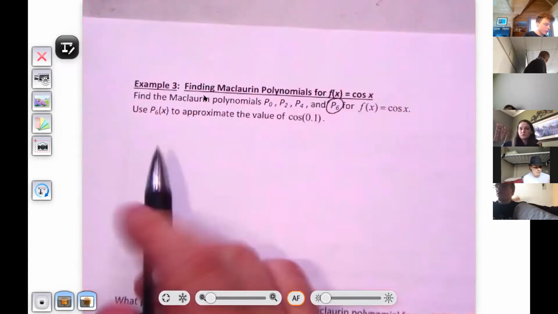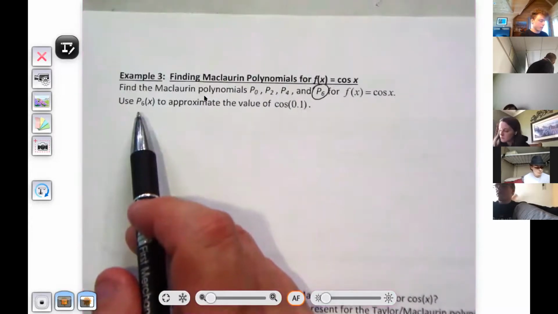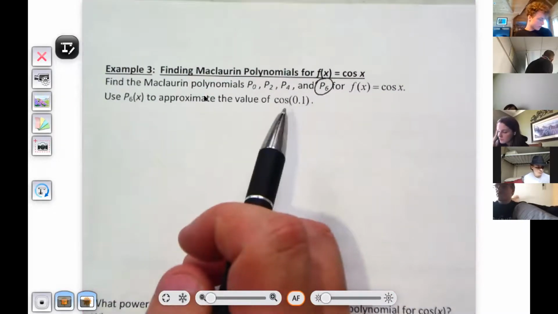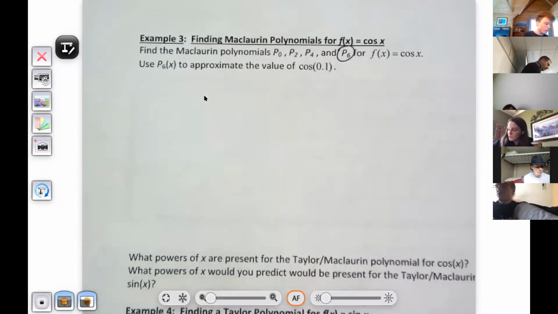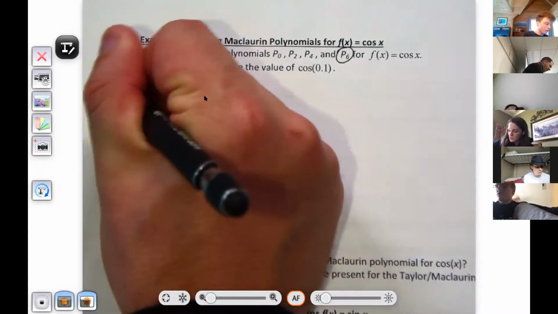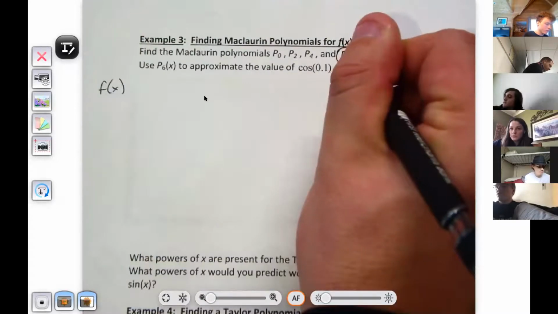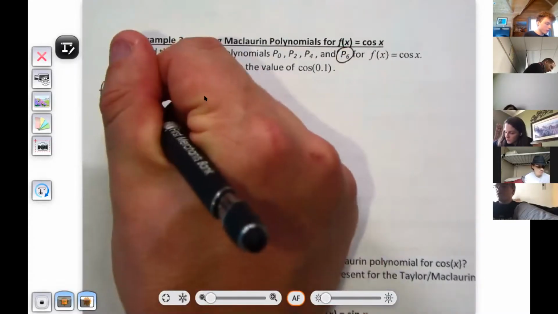So, all right. It says use the 6th degree polynomial to evaluate or approximate cosine of 0.1. All right. So first thing, we're going to list out cosine and up to its 6th derivative. That's not bad.